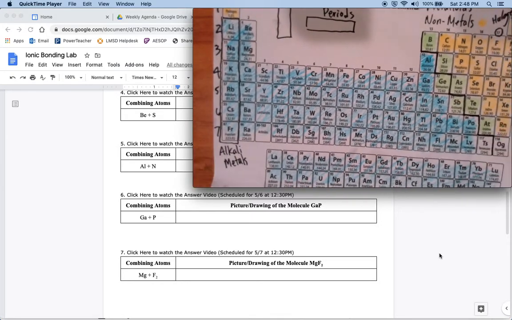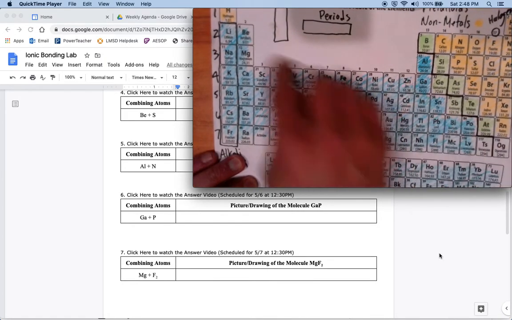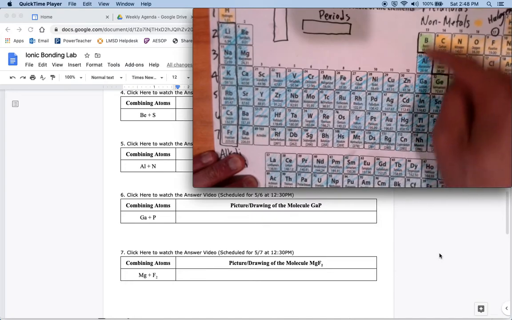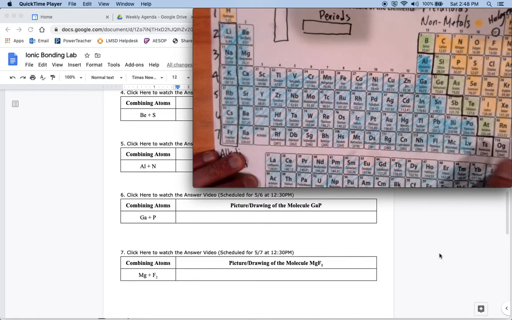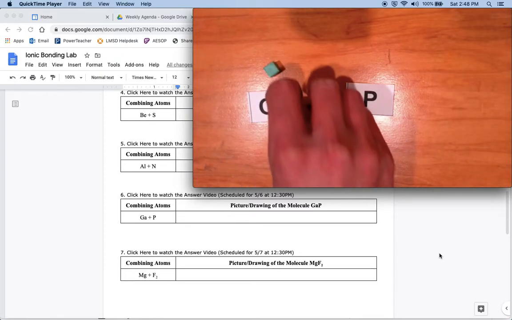Right, so if I look over here, gallium is right here, and I see that it's in the third tallest group, which means it has 3 valence electrons. So I'm going to put my 3 valence electrons around it.